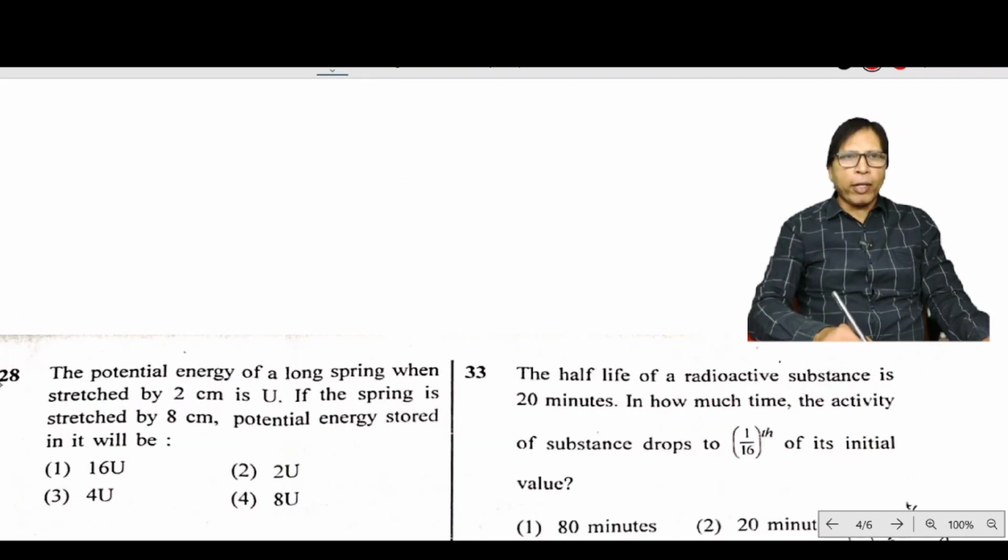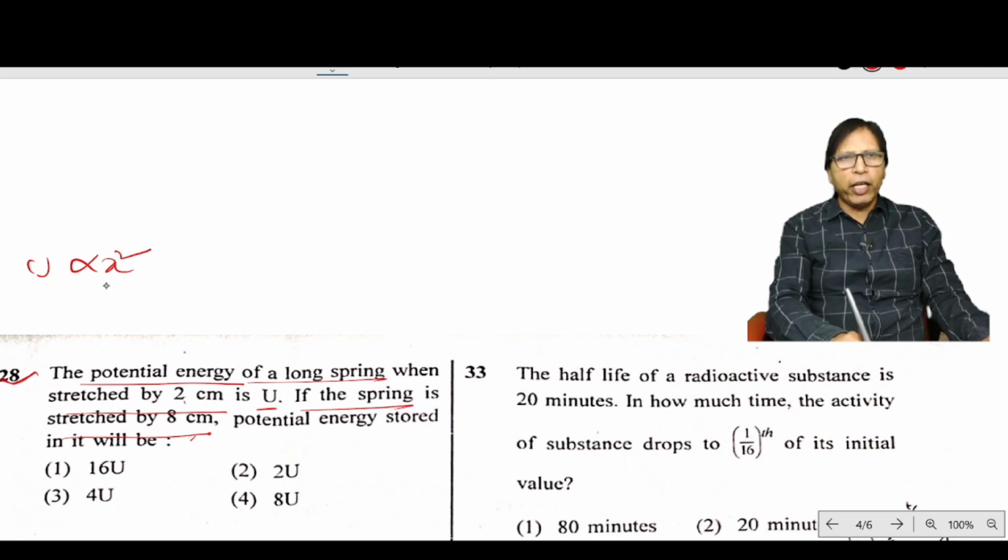Okay. Question number 28. The potential energy of a long spring when stretched by 2 centimeter is U. If the spring is stretched by 8 centimeter, the stretch increases 4 times. You know the energy stored is directly proportional to x square. So 4 square, this is 16 times. So option 1 is correct.